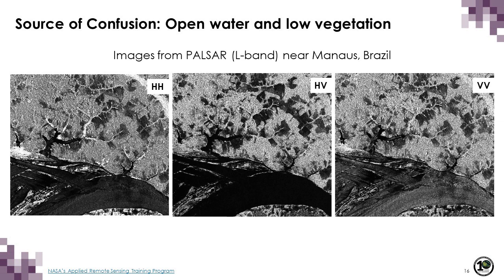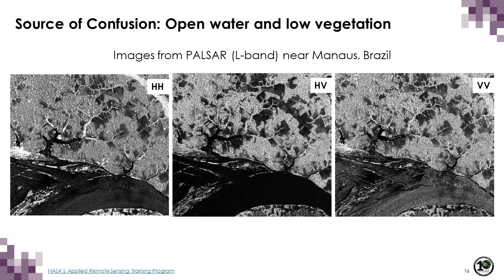Another source of confusion is between open water and low vegetation. And this might lead to errors when classifying open water. You might be classifying areas that have been deforested or agricultural areas as open water.